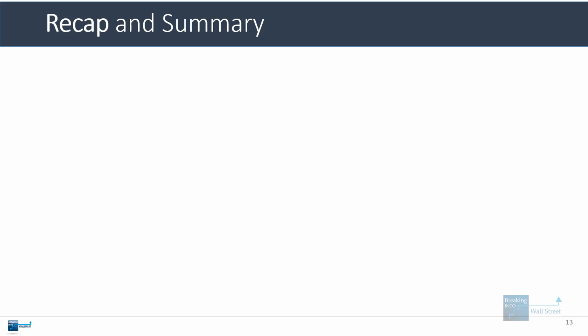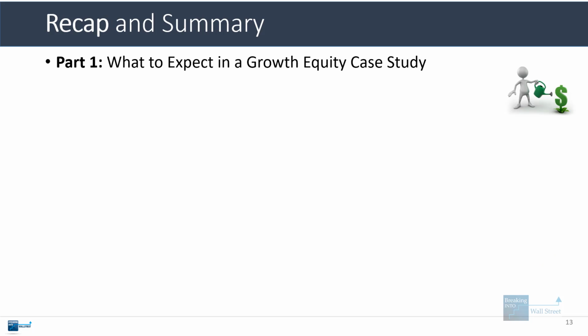Let's do a quick recap and summary. What to expect in a growth equity case study. It's really a blend of a private equity and venture capital case study. Expect some cap table math, such as primary versus secondary purchases, maybe liquidation preferences. Expect a 3-statement model and some entry and exit assumptions and an IRR calculation.